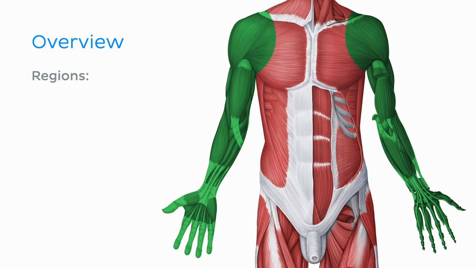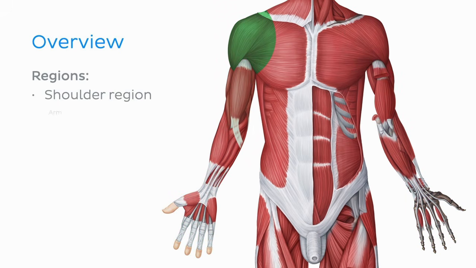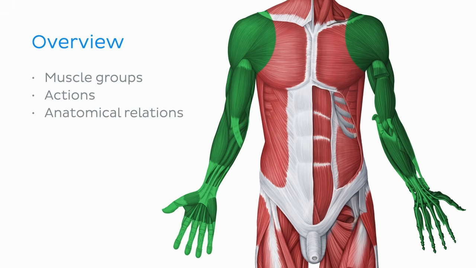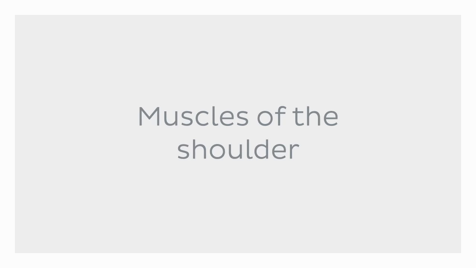We will first begin with muscles of the shoulder region, moving down to the arm, the forearm, and finally the hand. We will then identify the different groups of muscles within each region. As we go along, we will discover the main actions associated with each group of muscles, as well as their anatomical relations to surrounding structures. So let's dive right in and begin with the main muscles of the shoulder.